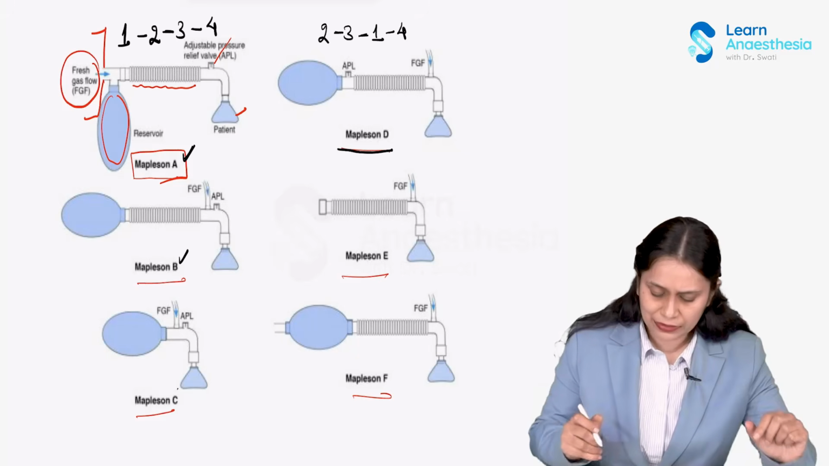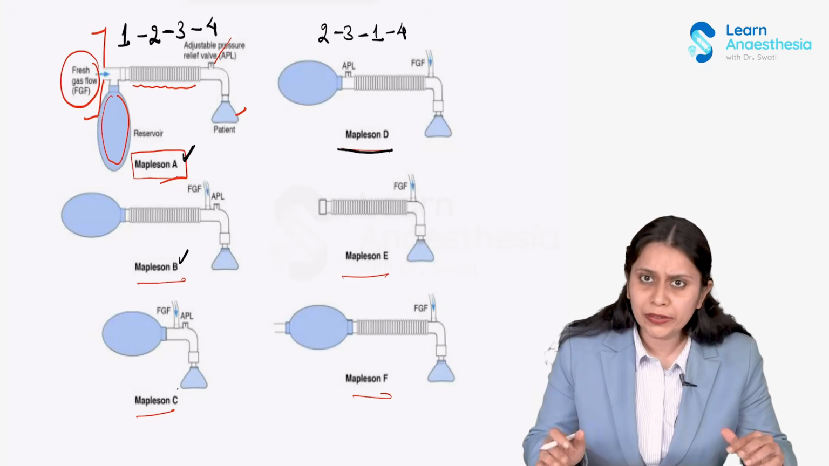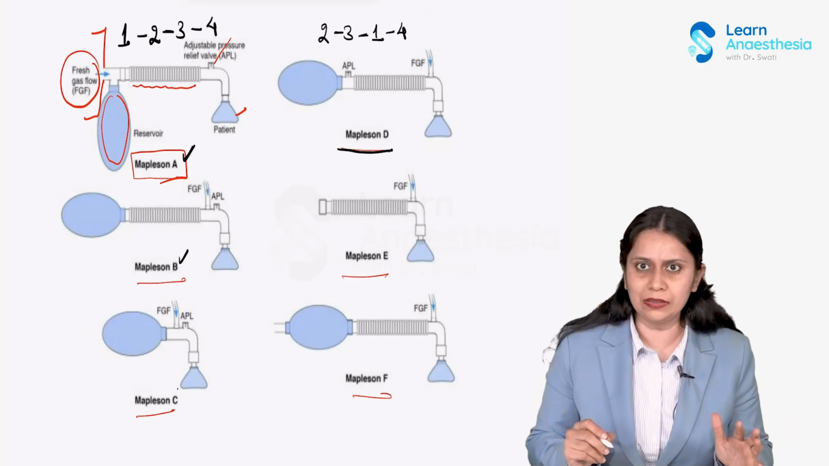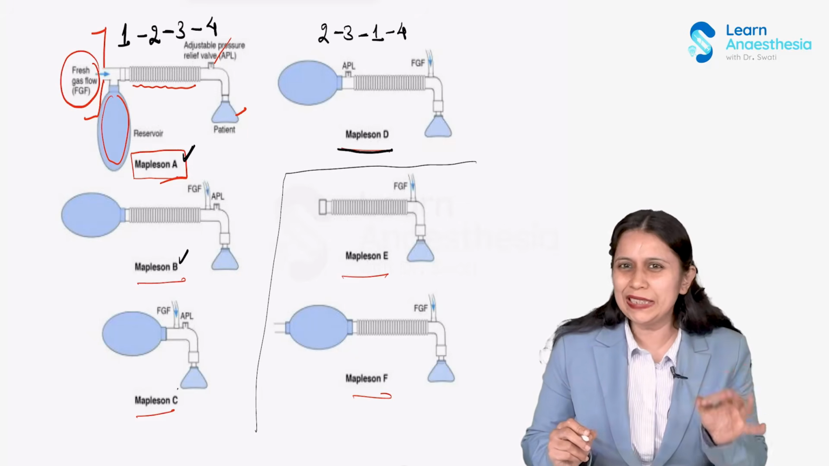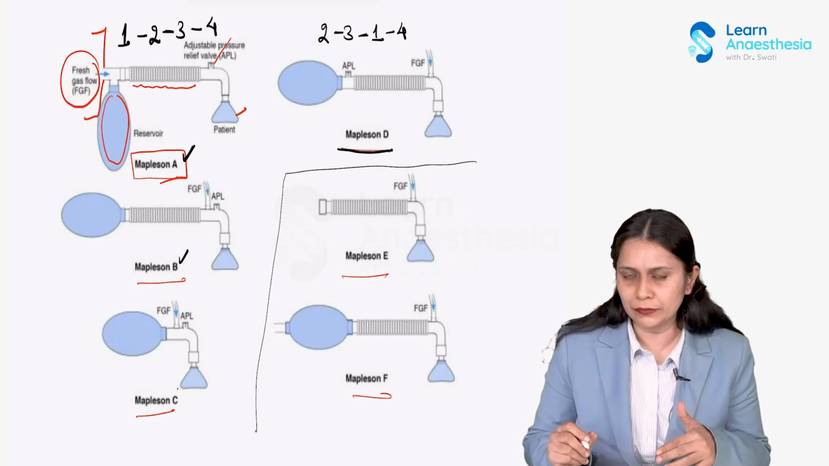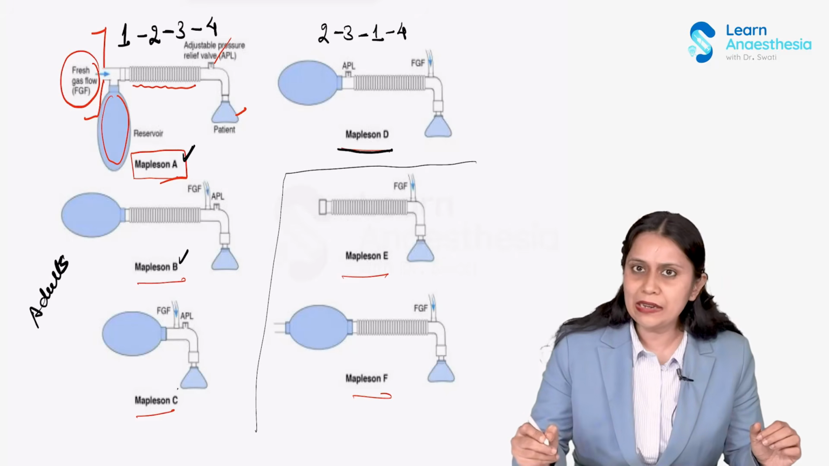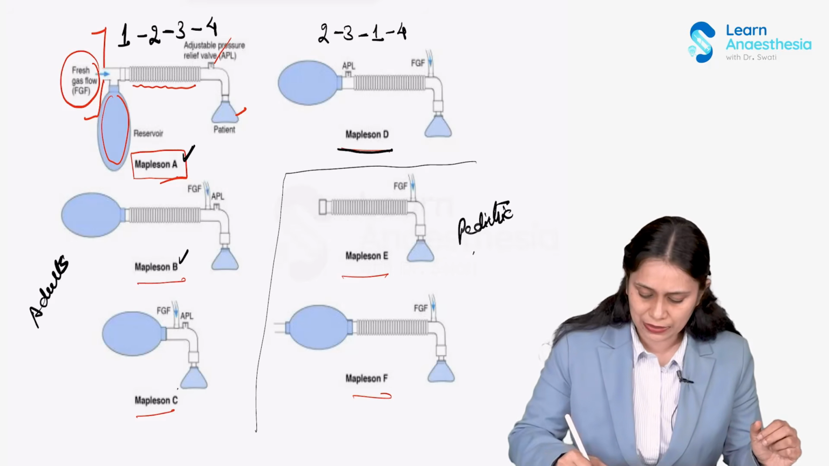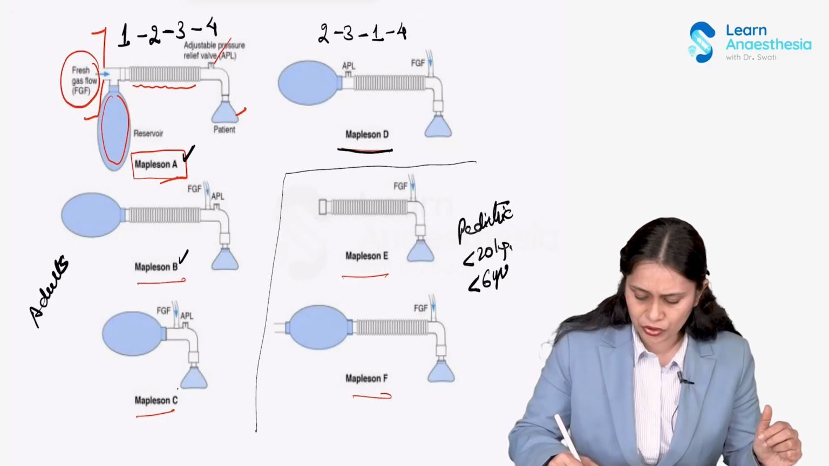So, it was the 6 circuits. Before moving on to how we will classify them and how we will do the functional analysis, I just want you to see these 6 circuits. A, B, C, D, right. Now, A, B, C, D, the first 4 circuits, they are used in adults, and E and F are used in pediatrics. So, what is pediatric for the circuit? Pediatric is less than 20 kg, less than 6 years of age, right?